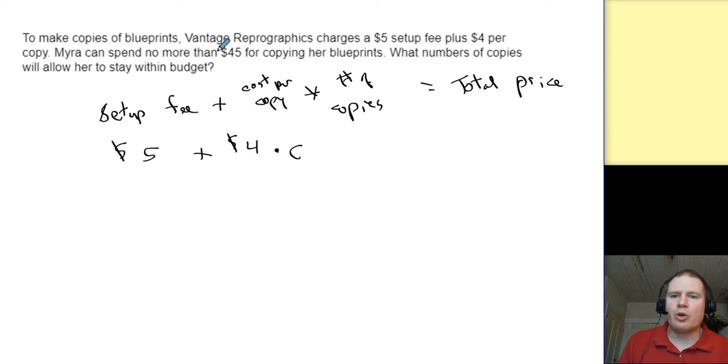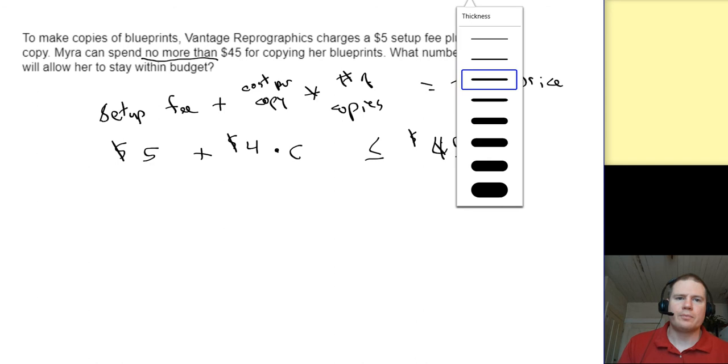Okay, Myra can spend no more than $45 for copying her blueprints. So here's going to be our total cost. That can be no more than $45. Right? We're not saying she has to spend exactly $45. It means she can spend no more than $45. Her upper limit is $45. It could be exactly $45, but hopefully it'll be less than $45 and she'll have money left over to pay for something else. Right? She's copying blueprints. This is all she's got available. What numbers of copies will allow her to stay within budget?